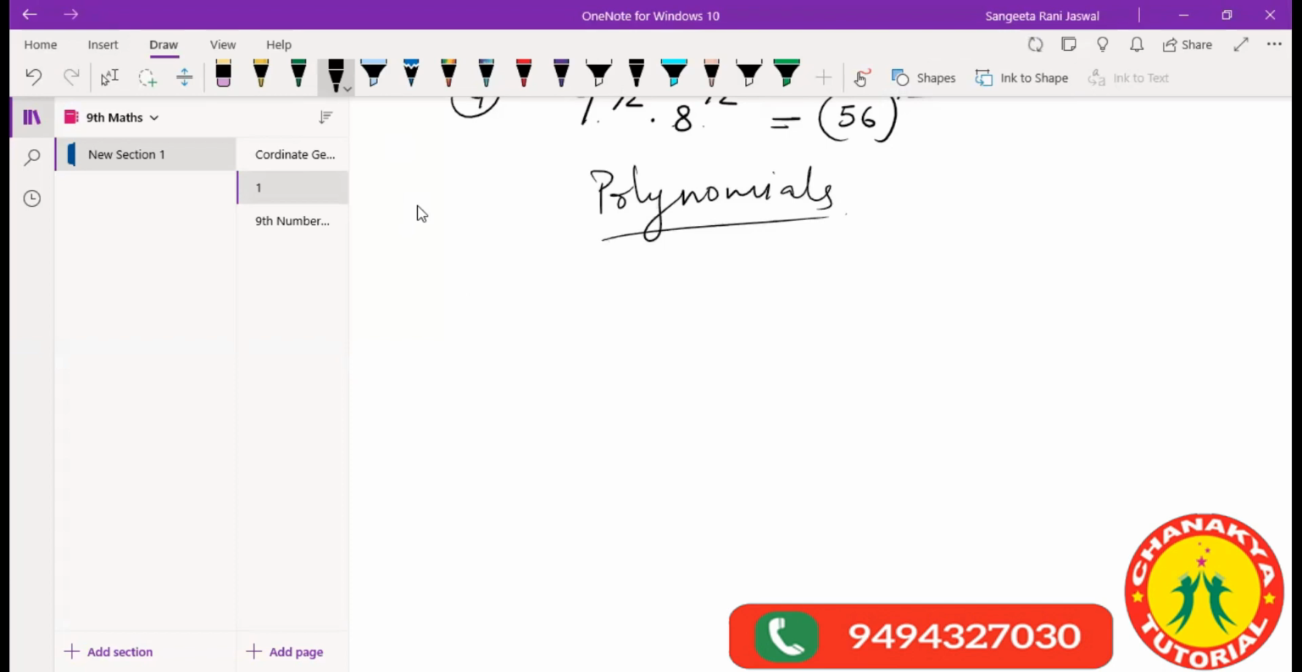Okay, polynomials now. Okay, see children, in polynomials, you have studied about what are polynomials. Can anyone tell me what is a polynomial? Polynomials are algebraic expressions which have more than two terms. हाँ, poly means many. Okay, poly का मतलब ही many होता है.